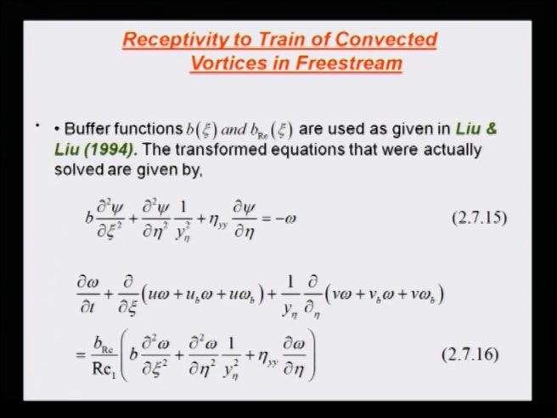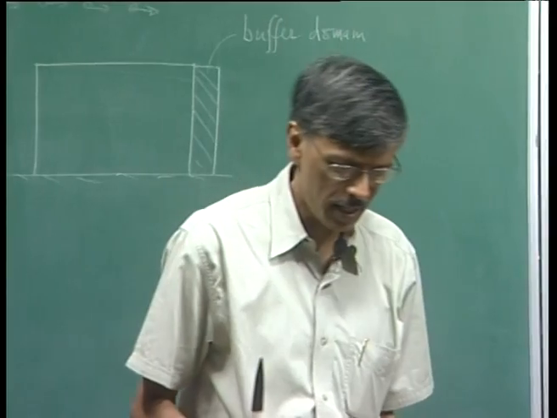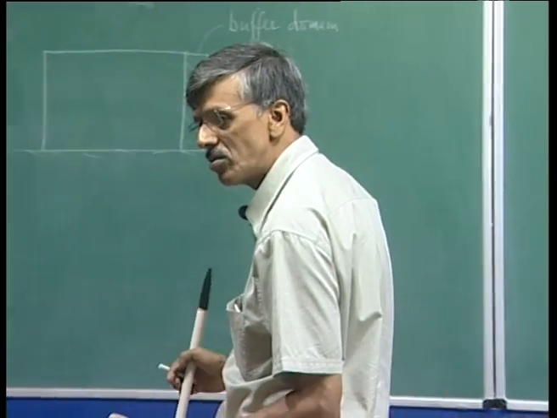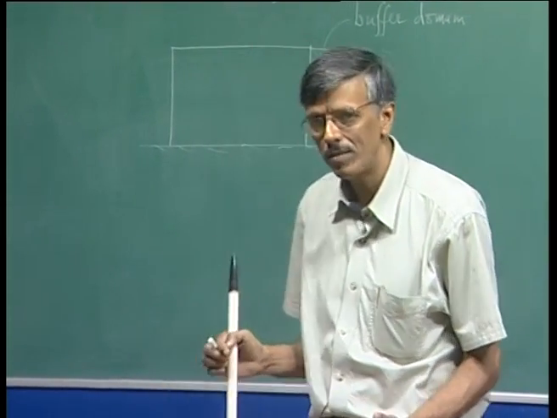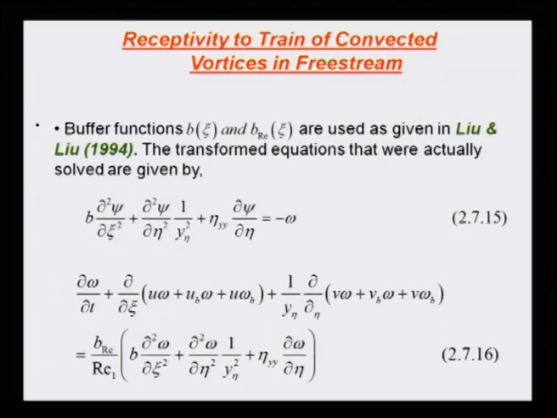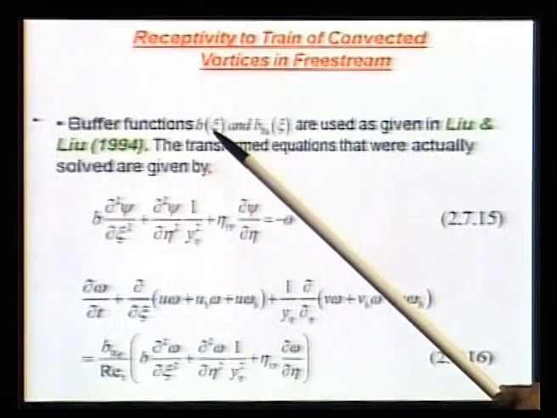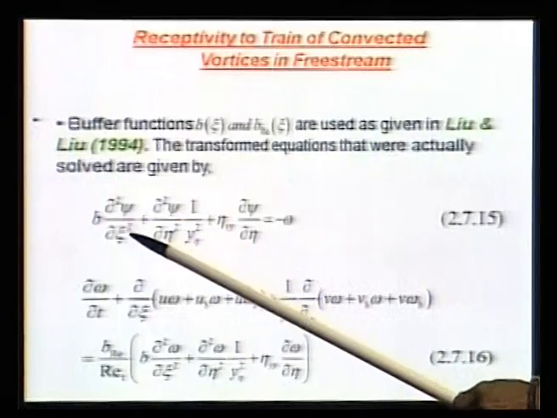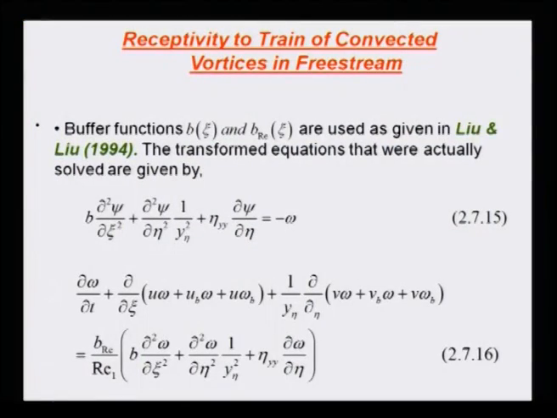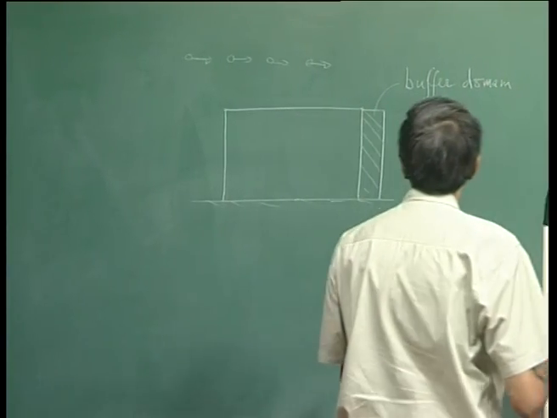There are certain things that we would like to note here. For example, what we note from the boundary layer property of viscous flows is that the streamwise diffusion is weaker than the wall normal diffusion. That factor is used in defining a buffer function b of xi. So, in front of the streamwise diffusion, what we do is we multiply it by a function b. What is this b? The b is like this.